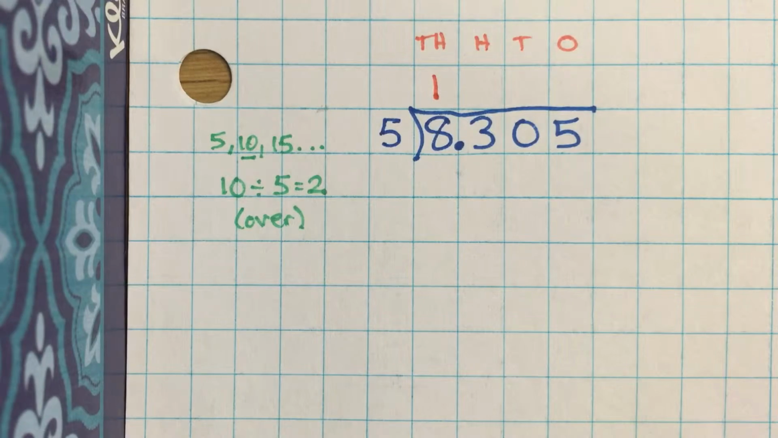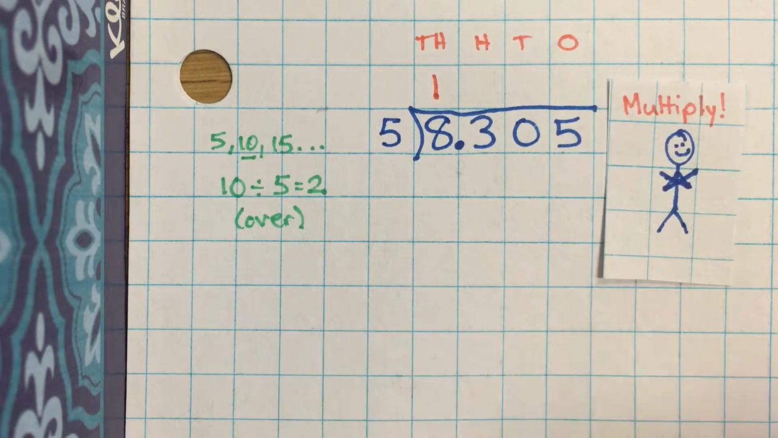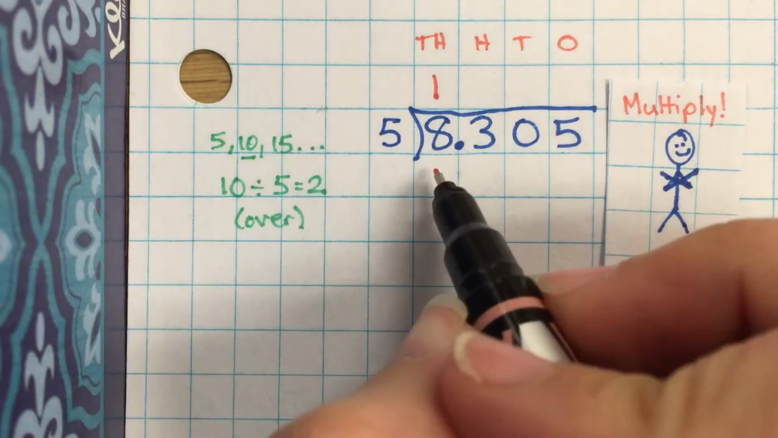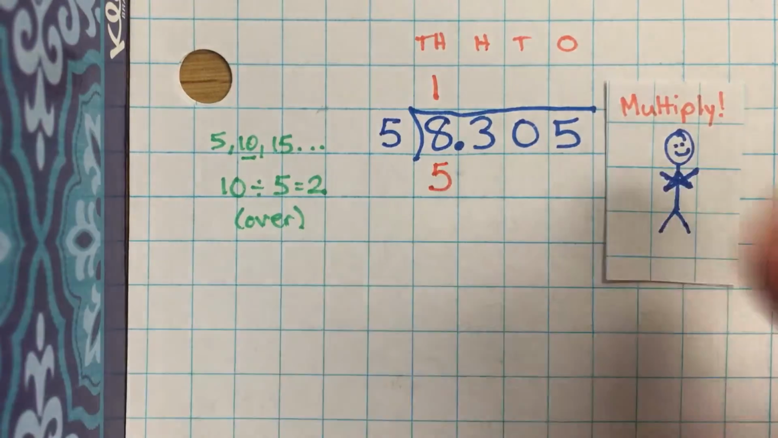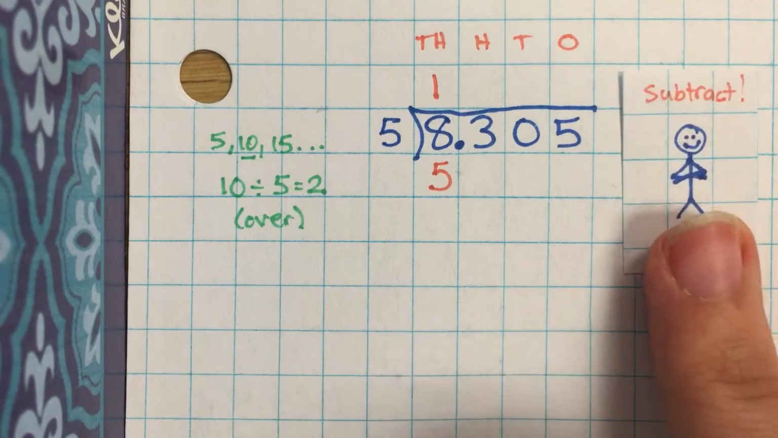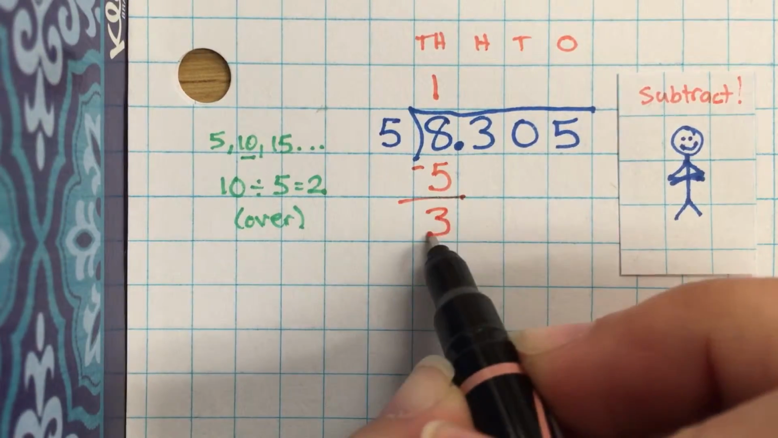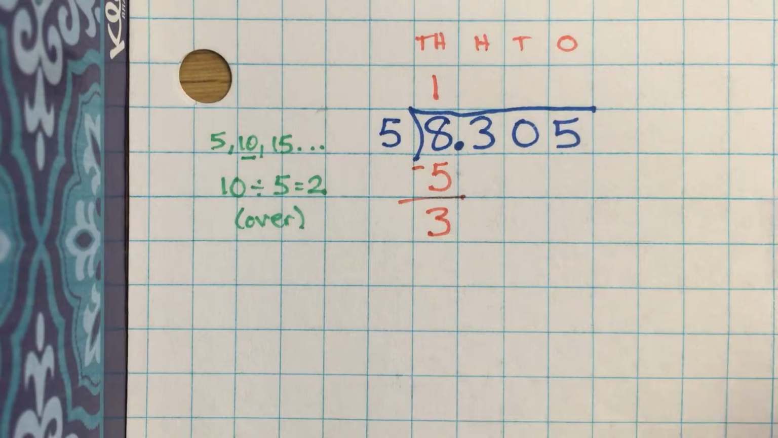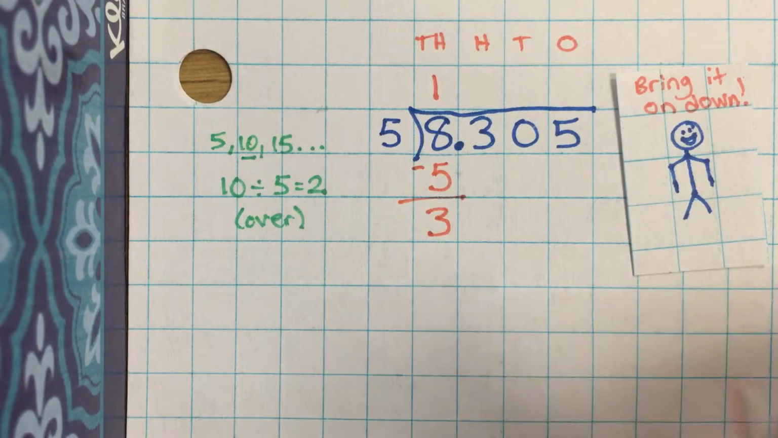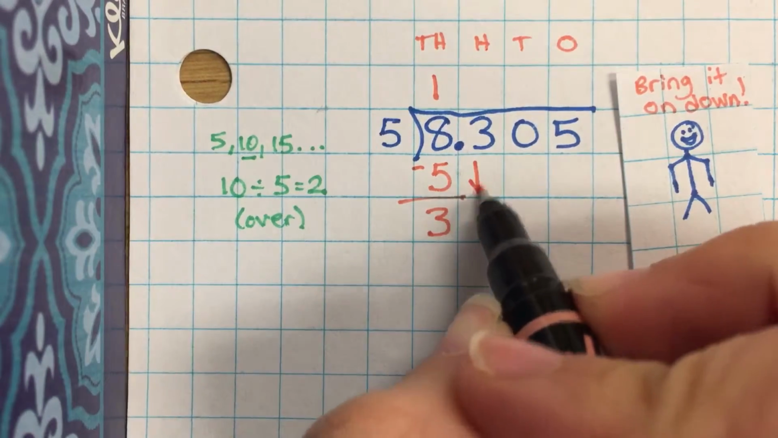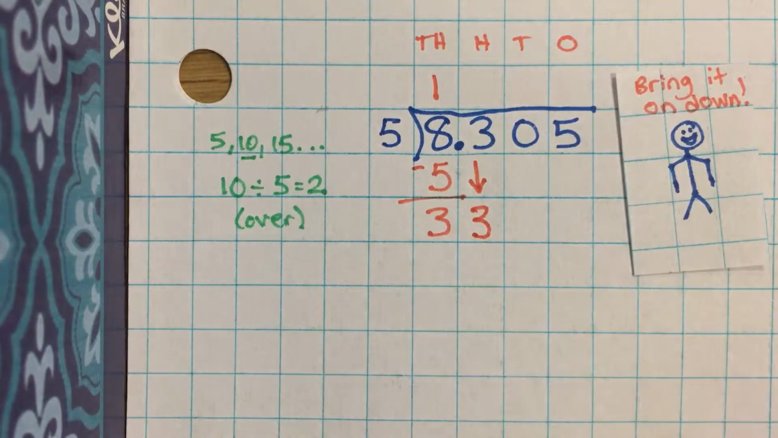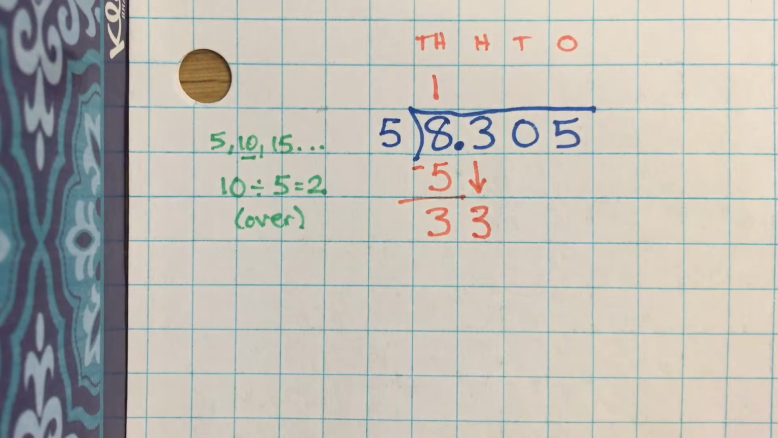Okay, then the next step in our dance is multiply. So 1 times 5 is 5. Then the next step in my dance is subtract. 3. And the next step in my dance is the most fun one, bring it on down. I'm going to bring down the next number, 3. Okay, and then the steps just repeat themselves.